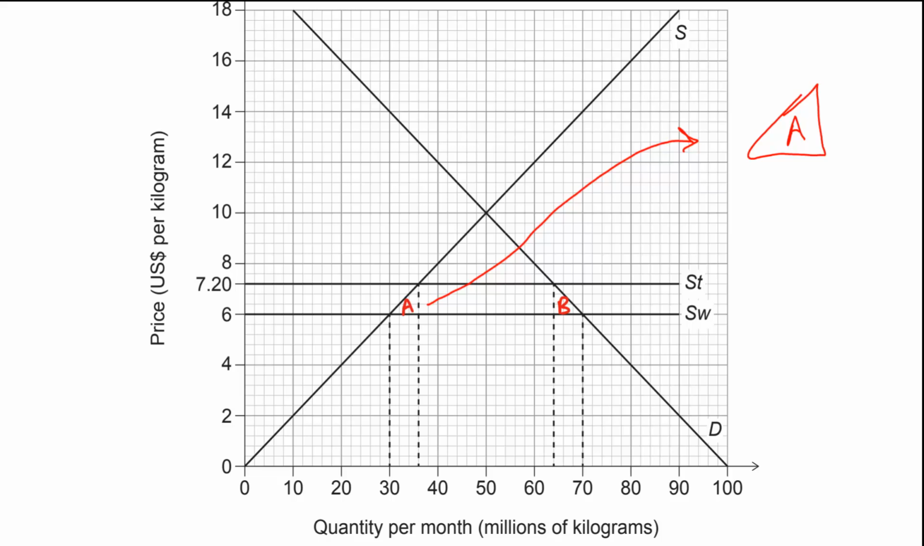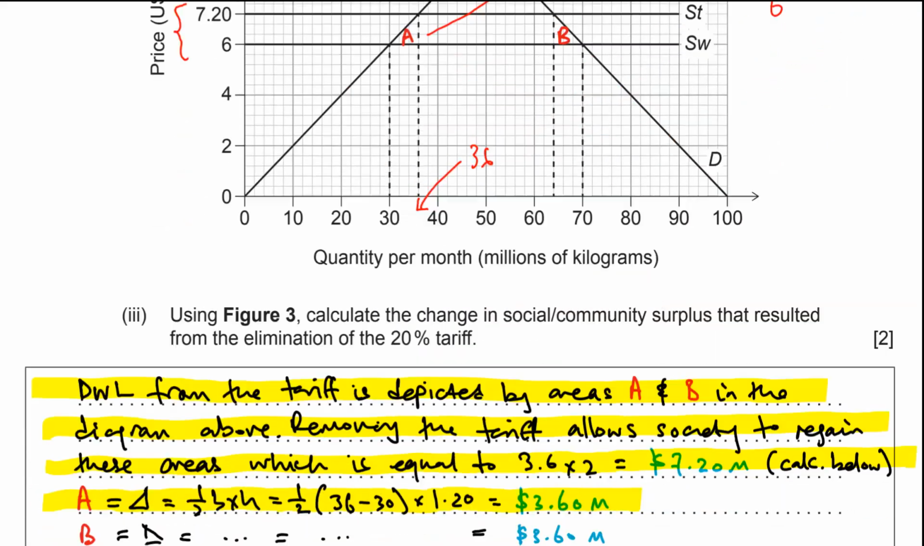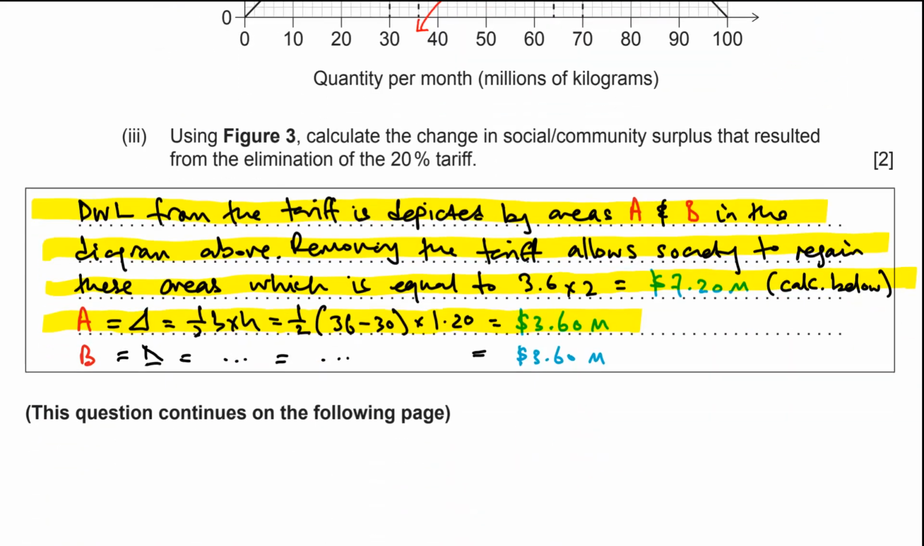So this triangle, if you notice, has a base of, that number there is 32, 34, 36, I think. Yeah, 36. So we've got 36 over there, and we've got 30 on the left-hand side. That means the base of this triangle would be 6, and the height of the triangle would be over here. If we've got 7.20 minus 6, so we've got $6. So the height would be $1.20, which is 7.20 minus 6, and that's where we get this little calculation.